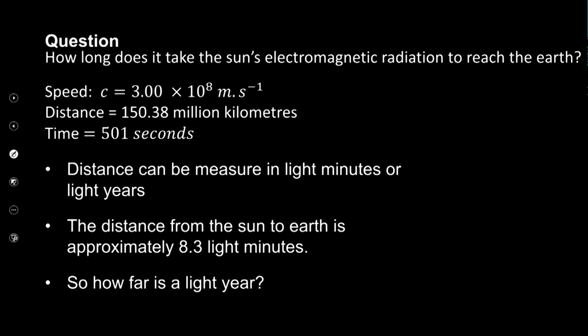If the time is only 501 seconds to travel that huge distance, how much is that in minutes? Well, that means if we convert 501 seconds to minutes, we get that this is approximately 8.3 minutes, i.e., it takes light approximately 8.3 minutes to get from the sun to us. We often refer to this unit just as that, a light minute, the distance that light travels in a single minute. It's quite a distance, but we use it a lot in physics.